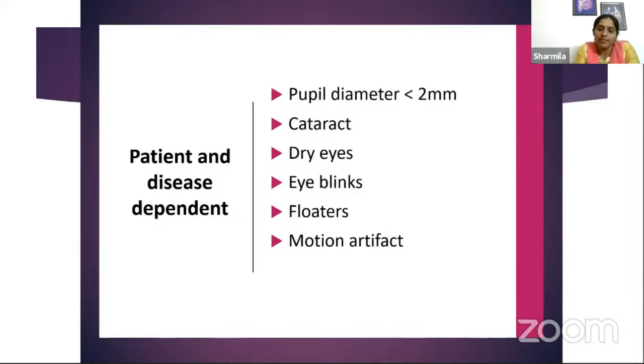Make sure that the patient does not have any dry eye, and blink reflex should be avoided. Floaters should also be kept in mind. And there may be also a lot of motion artifacts. So one has to look into those areas as well before interpreting it.